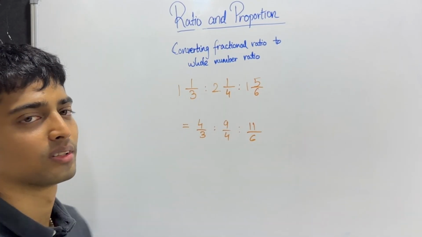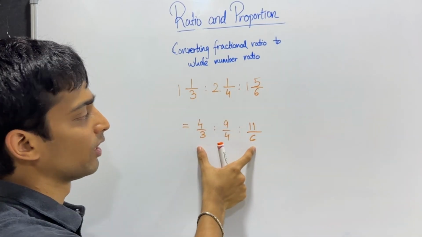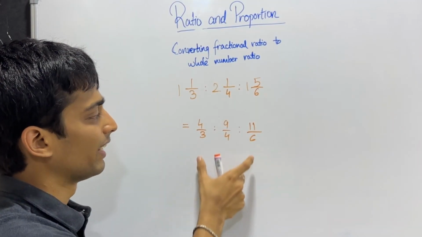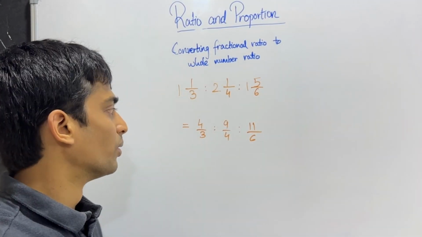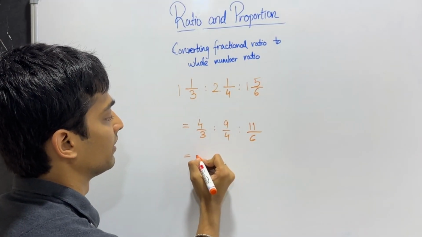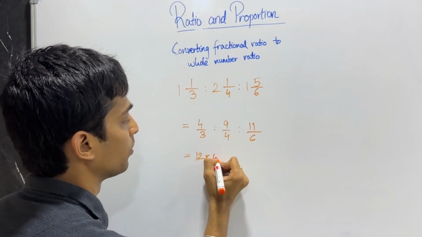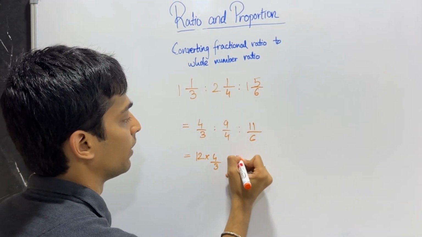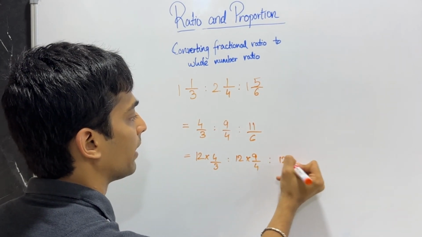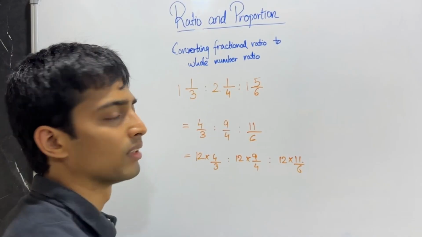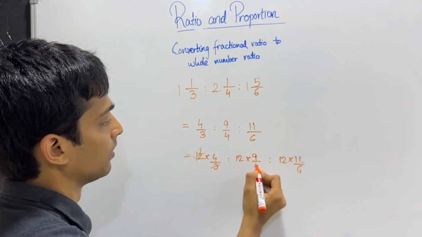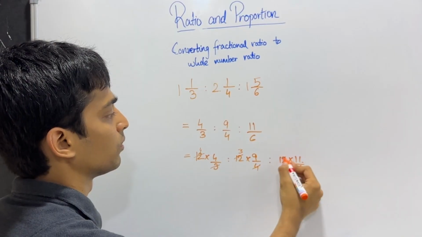When we have three terms, we have to take the LCM of the denominators and multiply it by each term. So the LCM comes out to be 12. So we can multiply each term by 12, the LCM. So let's do that. Let's see what happens. 12 multiplied by 4/3 is to 12 multiplied by 9/4 is to 12 multiplied by 11/6. Now we can cancel this easily. 3 4s are 12, 4 3s are 12, 6 2s are 12.